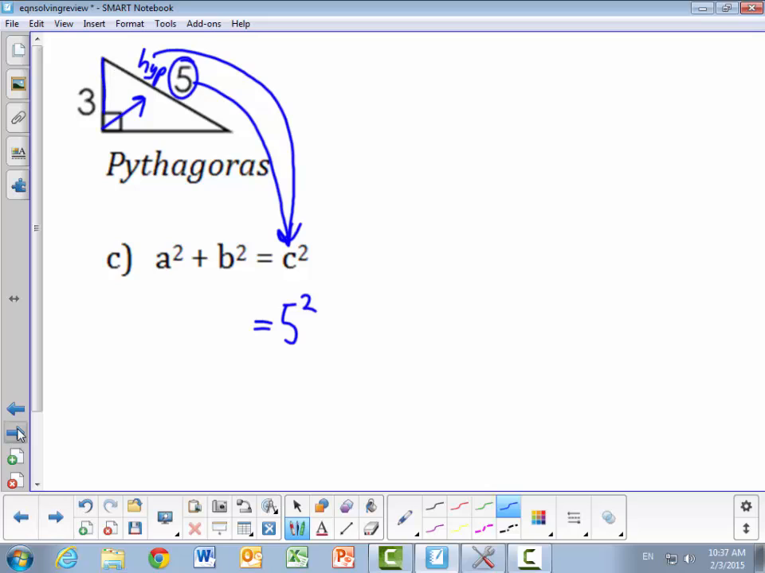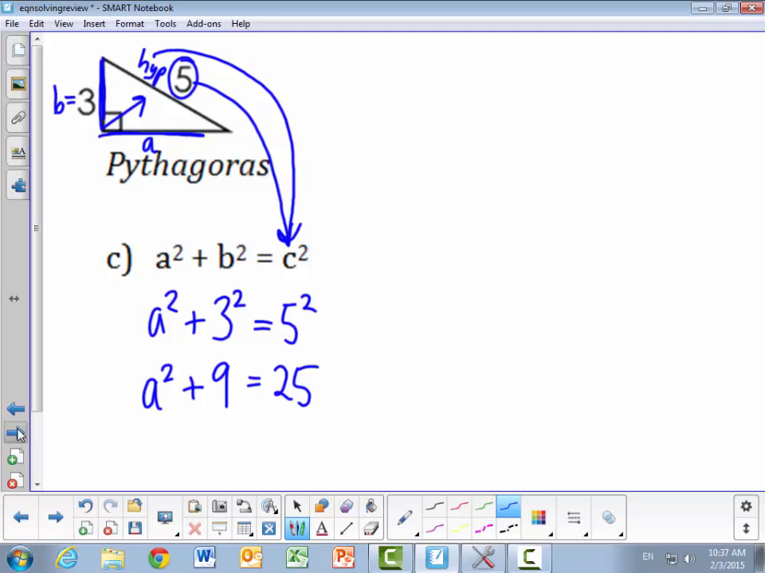The other 2 sides of the right triangle are called the legs, and they are A and B, and it doesn't necessarily matter which is which. So I'm going to call this A and this B. So I have A squared plus B squared, which is actually 3, equals C squared. So now I'm going to square my numbers. 3 times 3 is 9. 5 times 5 is 25.